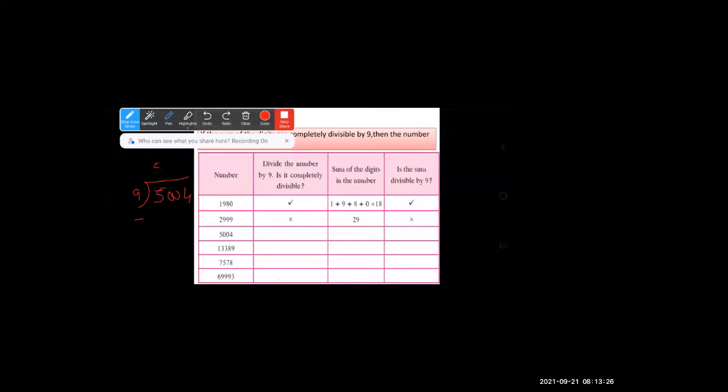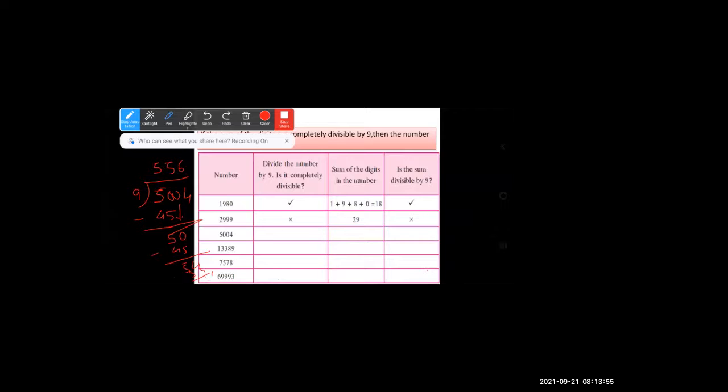9 5s are 45. When you subtract it, you will get 5 down. The 0 will come down. Again, 9 5s are 45. And this is 54 now. So 9 6s give you 54. And finally, you get the remainder as 0. It means it is divisible by 9.